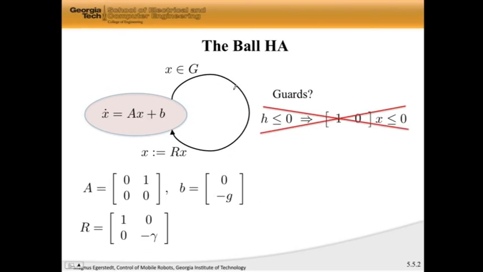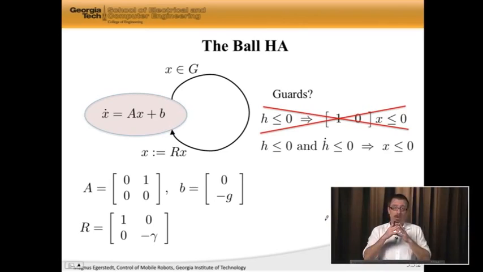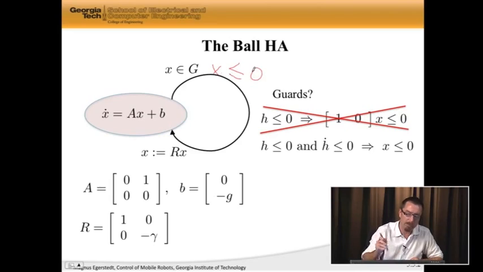Instead, what we need to do is we're going to switch when we come down to the ground, and the velocity is pointing downwards, meaning that h needs to be less than or equal to 0, and h dot has to be less than or equal to 0, meaning we're facing downwards. Or since h and h dot constitute our state, then the guard should really simply be that x is less than or equal to 0.